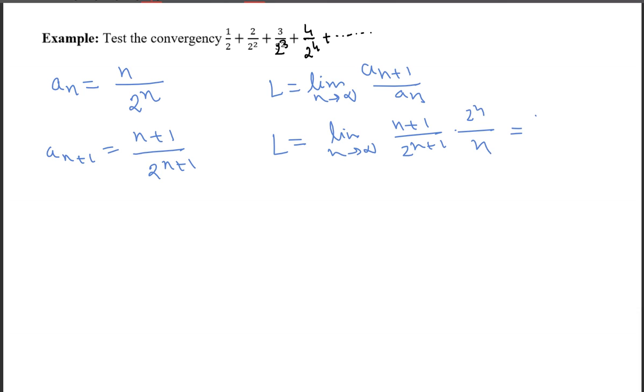This limit is coming 1 by 2, na? Yes, sir. Which is less than 1? Yes, sir, 1 by 2. Which is less than 1? Convergent. Yes, sir. So this series is convergent.